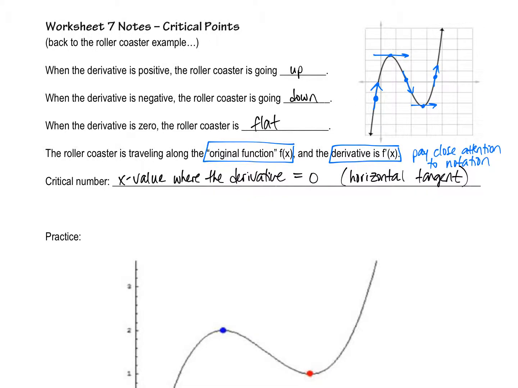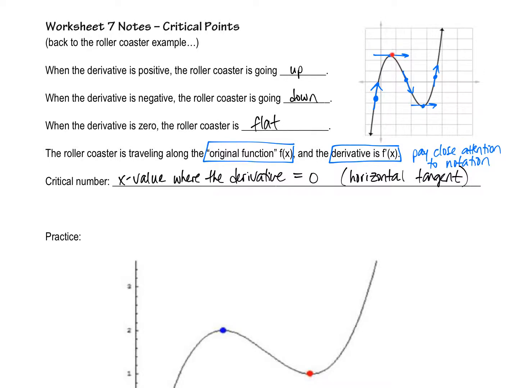Hi, you guys. We've got a really important and exciting vocab word to talk about today, and that vocab word is critical points. So I want to remind you of the roller coaster example. Remember, we have a roller coaster that looks something like this, and we've talked a lot about what horizontal tangent means. It means when the roller coaster is flat or when it goes from increasing to decreasing or decreasing to increasing. We have a horizontal tangent right here and right here.